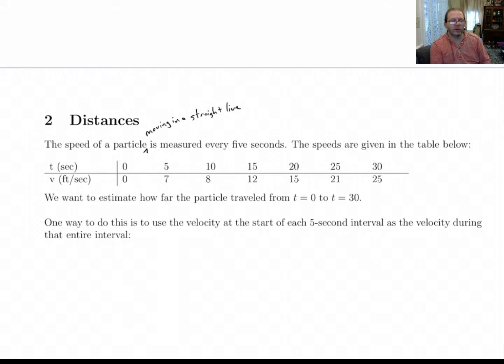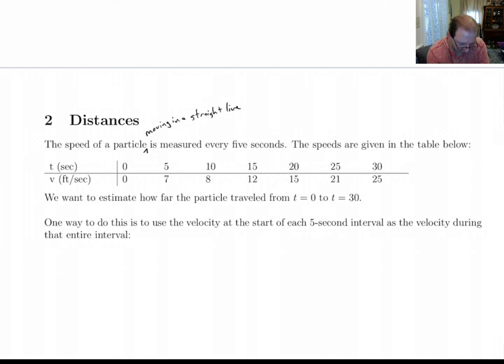All right, for distances, we're going to look at this sort of situation. We've got a particle, and it's moving around in a straight line, and the speed of the particle is measured every 5 seconds. And so we know, at time 0, the particle speed is 0. At 5 seconds, the speed is 7. And at 10 seconds, the speed is 8 feet per second. So the thing's speeding up over time.